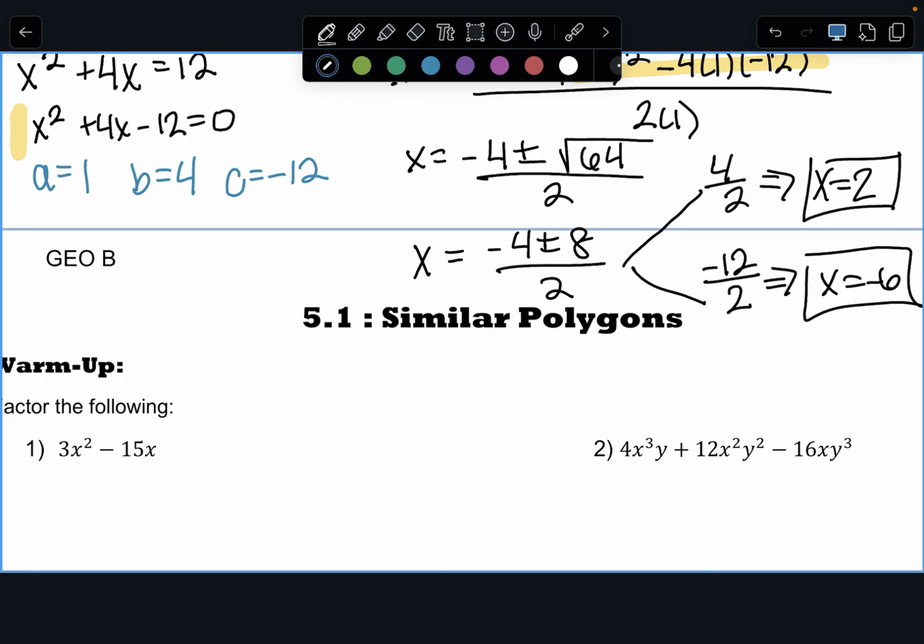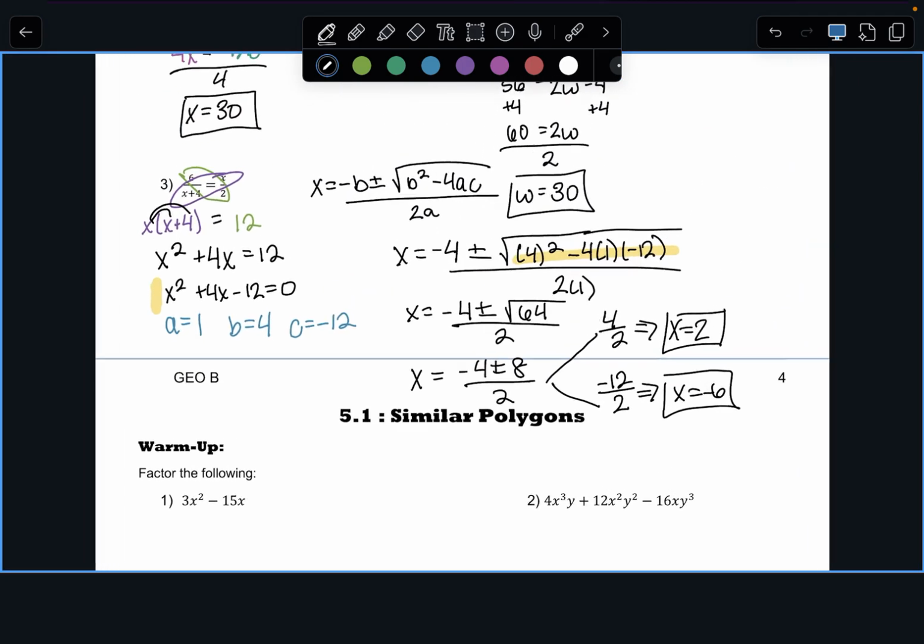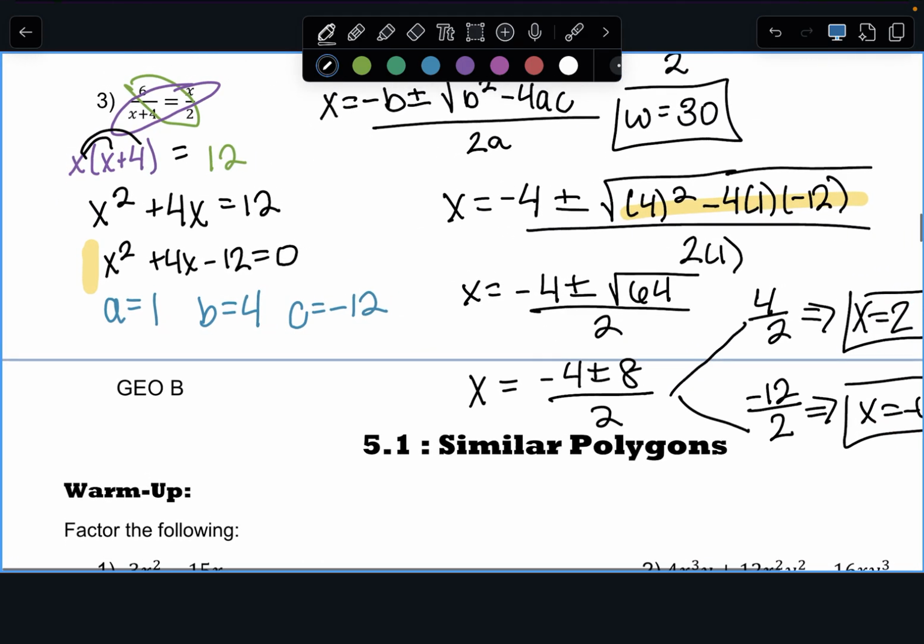So again, ratios: make sure your units match and you simplify. Proportions: you use the butterfly method and then you solve from there. You might have to do the quadratic formula. If you have an x squared, then we have to do it.